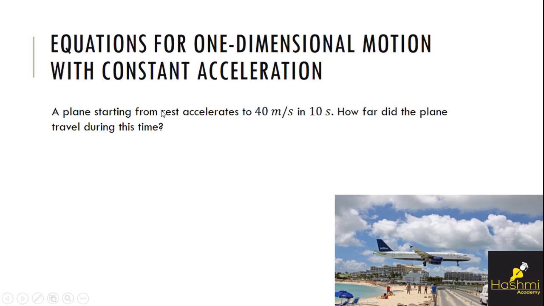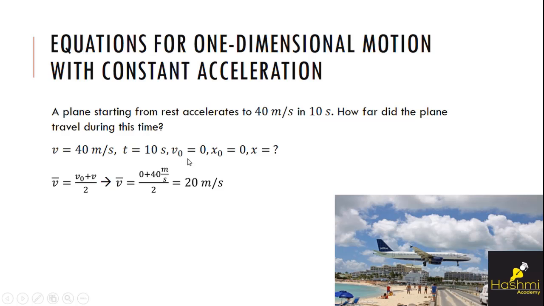If a plane starting from rest accelerates to 40 meter per second in 10 seconds, so this is your velocity and this is your time. How far did the plane travel during this time? It is going to start from rest, so v naught is equal to 0, and it is going to accelerate with final velocity of 40 meter per second, and this is your time. So what would be the possible distance for this time, 10 seconds? So you are just writing the data of your problem.